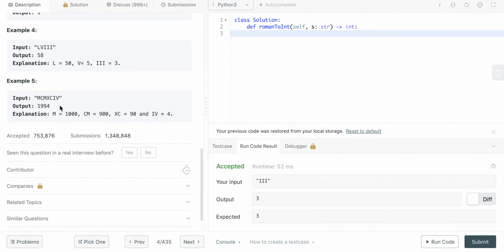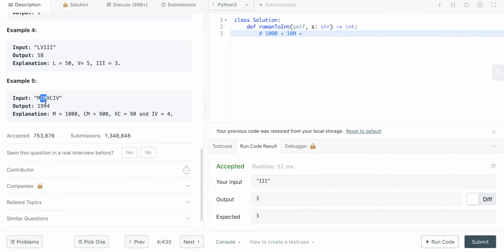Let's look at the last one because it is the complicated one. So MCMXCIV. M represents 1000. We just add 1000. Let's see if C is larger than M. No, so that's good. We just add C. That would be 100. Next, we see if M is larger than C. Yes, so that's the special case.